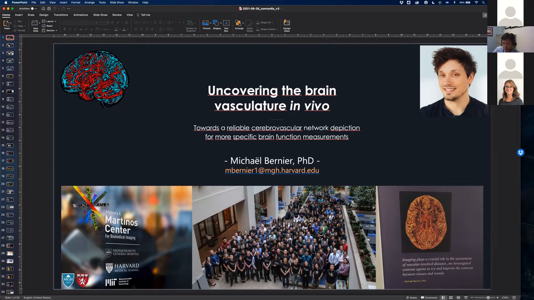But as you said, larger voxels and smaller, larger vessels and smaller vessels don't have the same partial volume effect. It might be interesting to include some partial volume correction. I think it's a good suggestion. We need to investigate this.